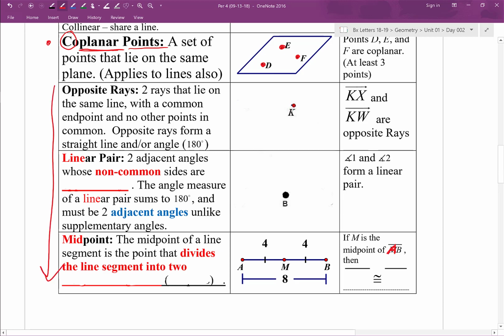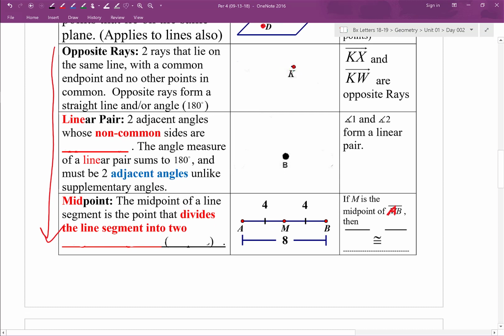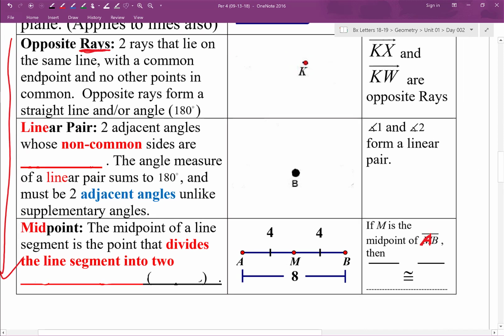Opposite rays. This is where we're going to start getting into the stuff that's really important for today. What needs to be in our picture for opposite rays? 2 lines, that connect, and then one endpoint. And then how many of them? Two. And it has to equal 180.